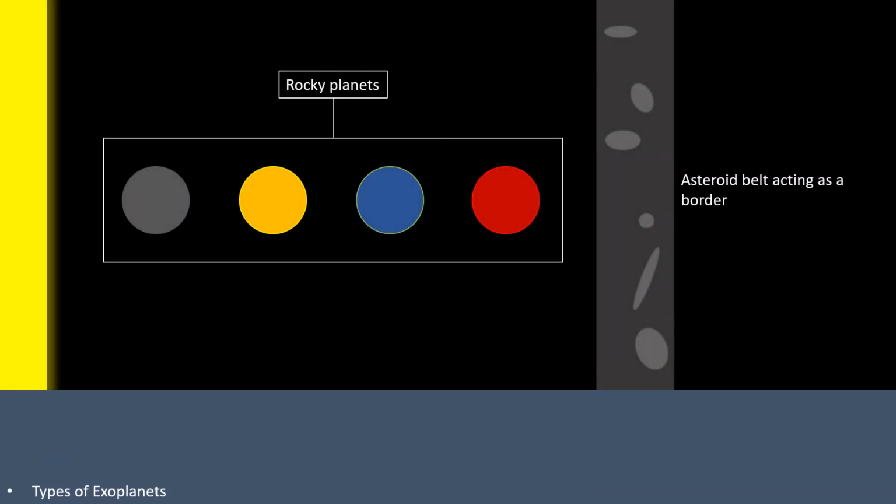We have to understand what planets are first, using our solar system as an example. This is the inner solar system. This section of the solar system includes the planets of Mercury, Venus, Earth, and Mars, all of which are rocky. The asteroid belt acts as a de facto border between the large gassy objects of the outer solar system and the inner smaller rocky objects.